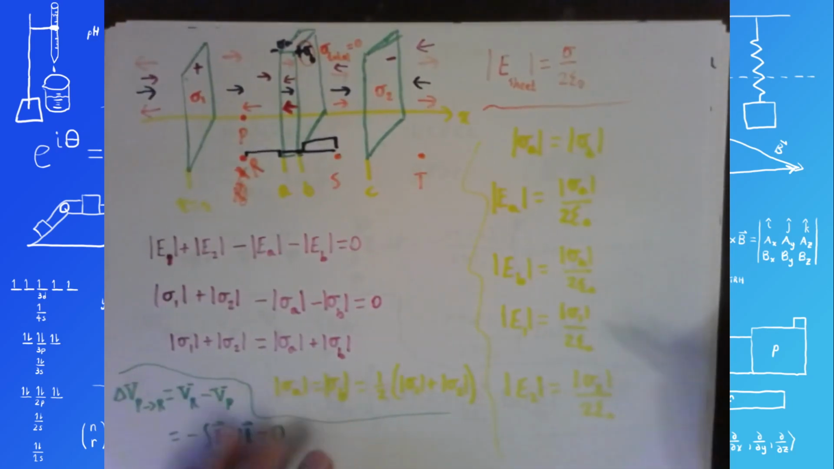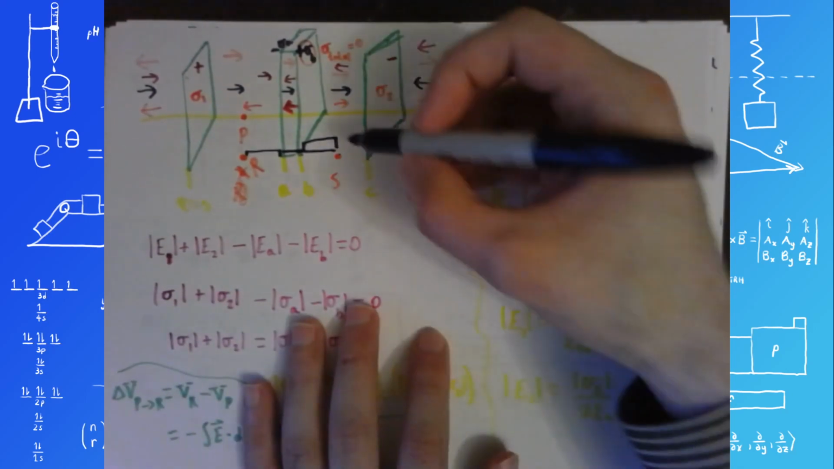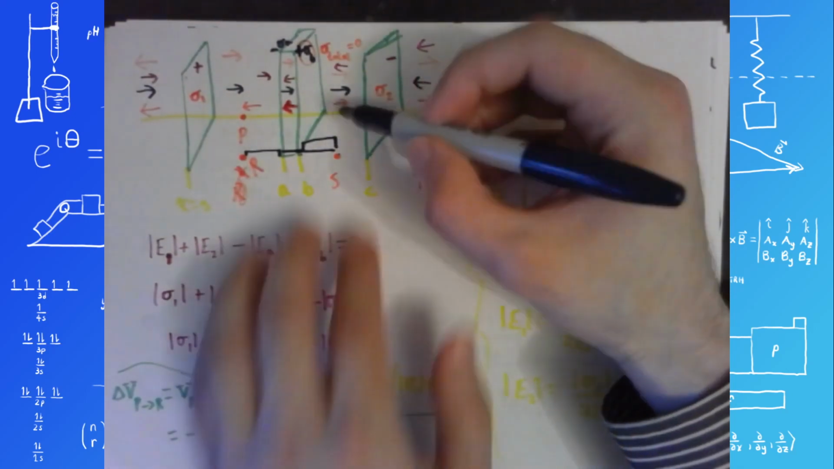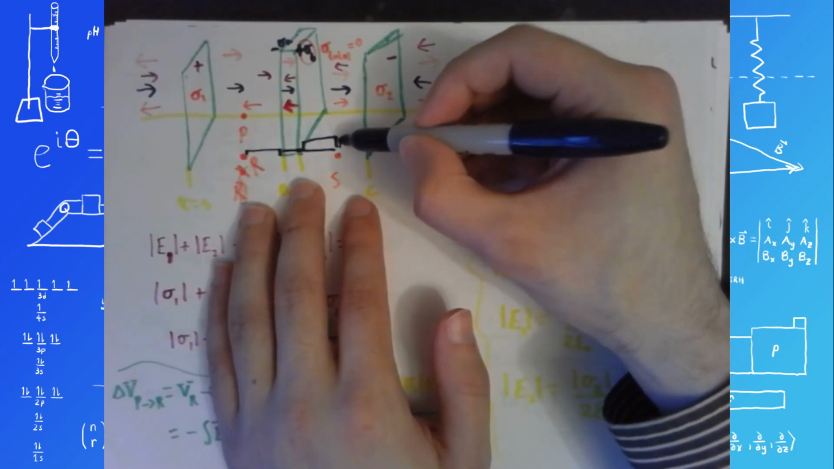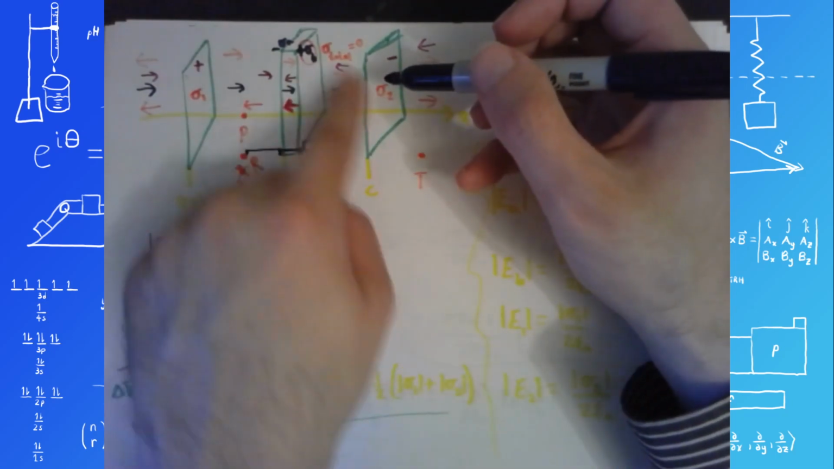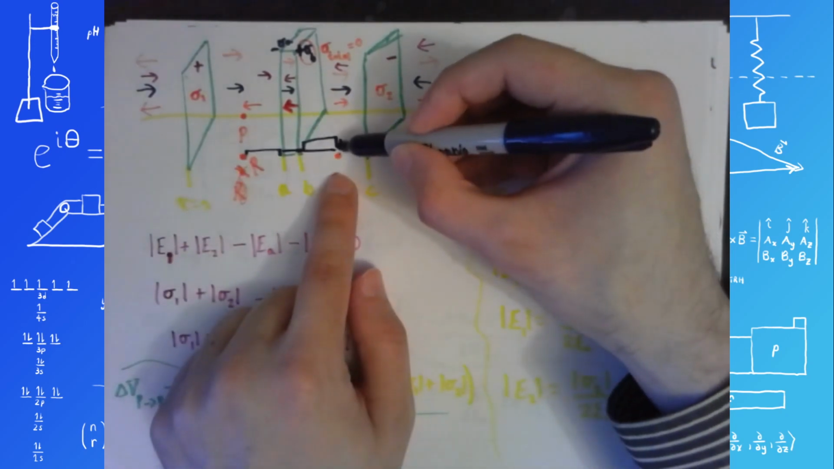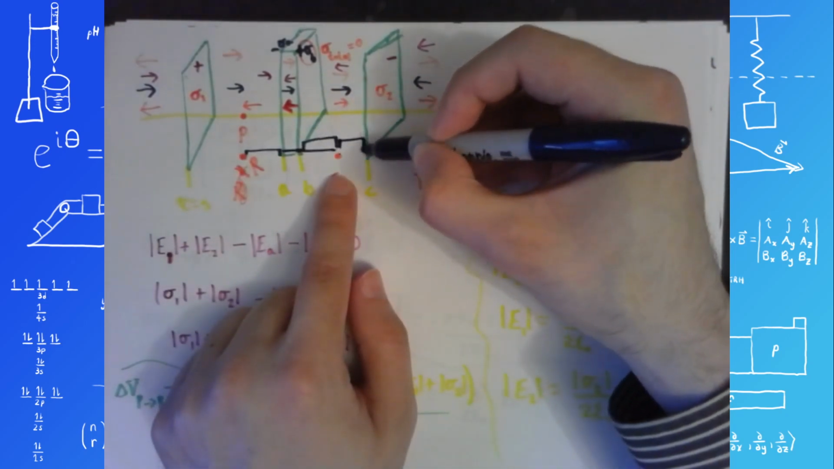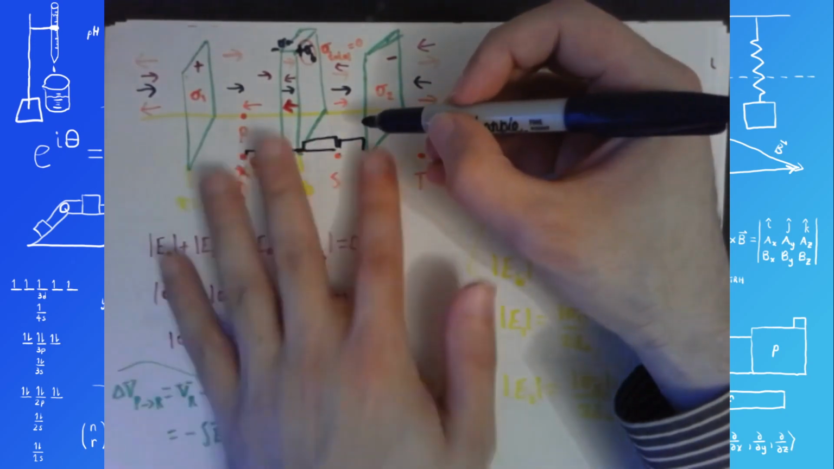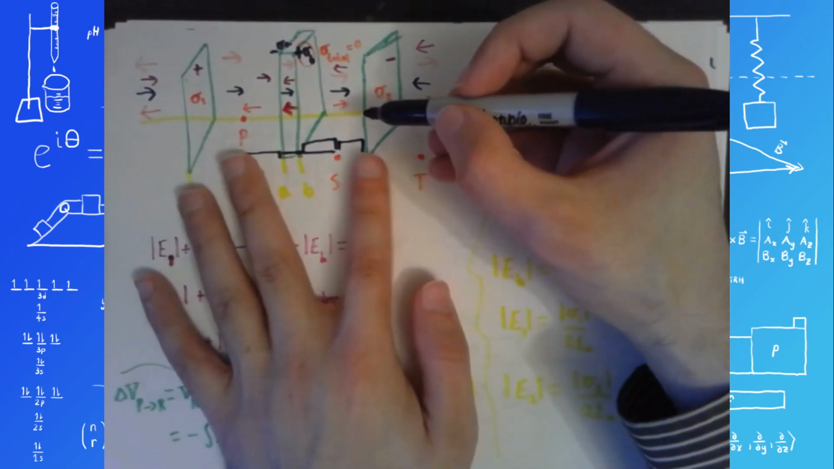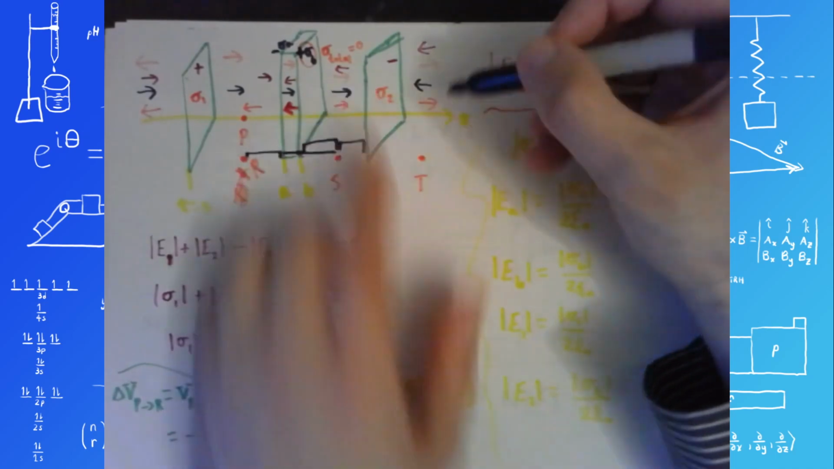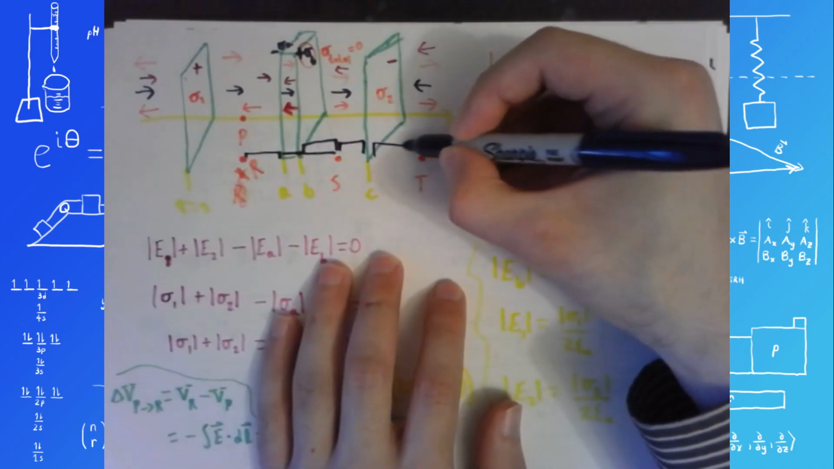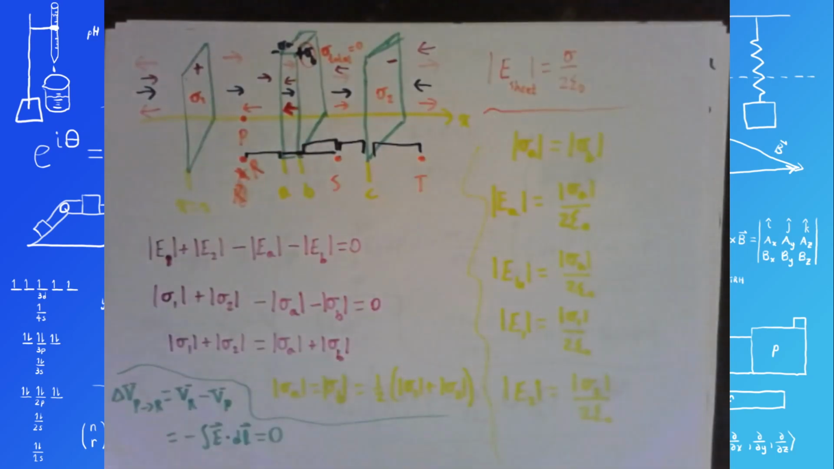And then if you want to go all the way to T, you would follow that same process. You would continue integrating. You would take this net electric field multiplied by this distance now, added on to everything we had before, and then plus the total of these 4 electric fields multiplied by that distance.